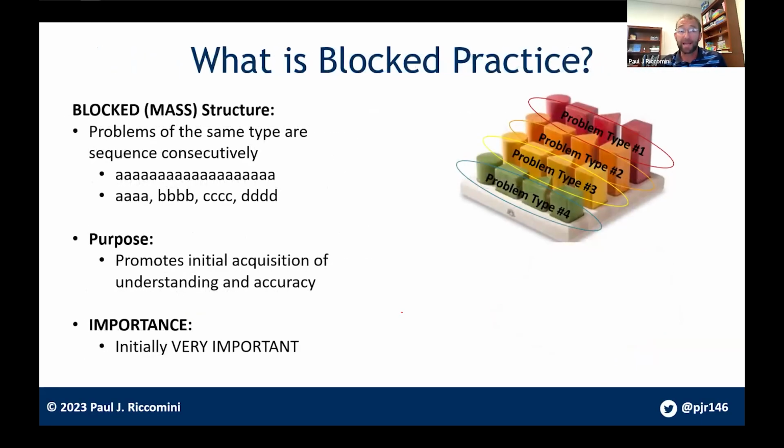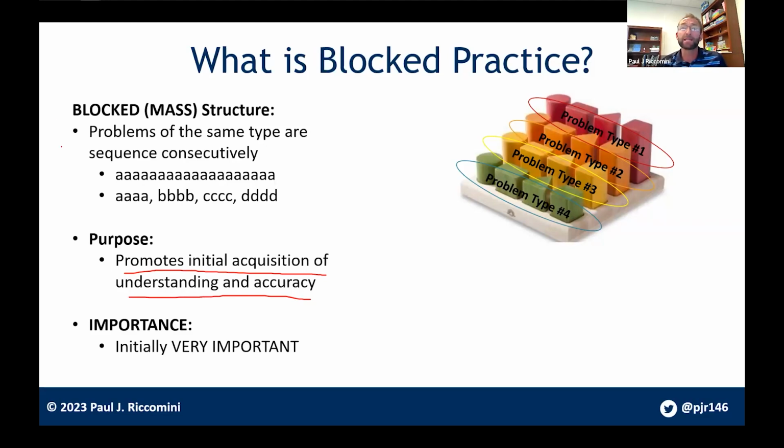So block practice is very important. And here's where we've got to really parse things out. It is critical for the initial acquisition of a skill. So anytime you're teaching something new, block practice should follow that.